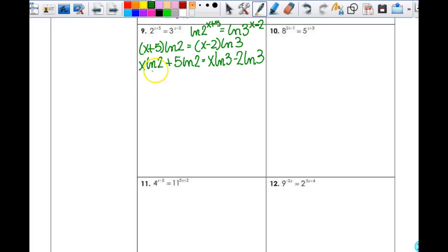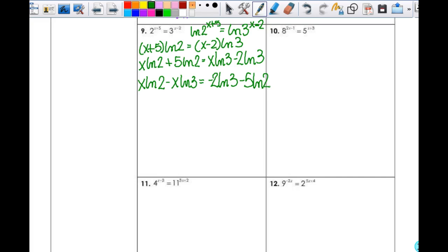So since I have x times the natural log of 2 over here, I'll move all my x's. So I get x times the natural log of 2 minus x times the natural log of 3. And then on this side, that negative 2 natural log of 3 is left. And I'll move this over, minus 5 times the natural log of 2. So now every term that has an x in it is on the left. Every term that doesn't have an x is on the right. What do I need to do next to get x by itself?